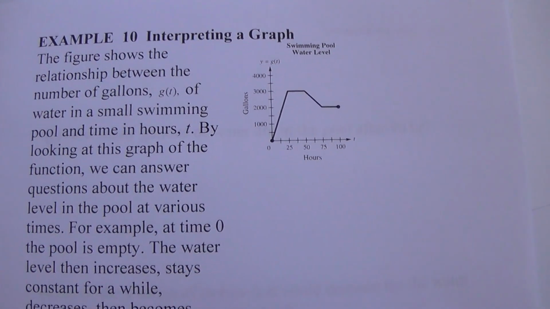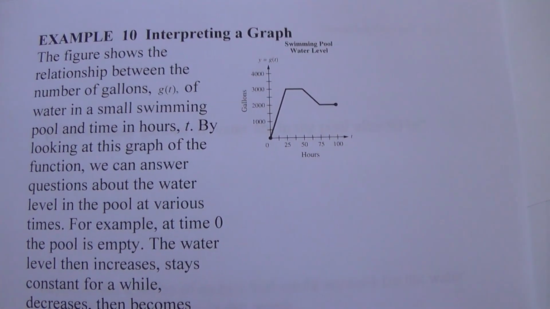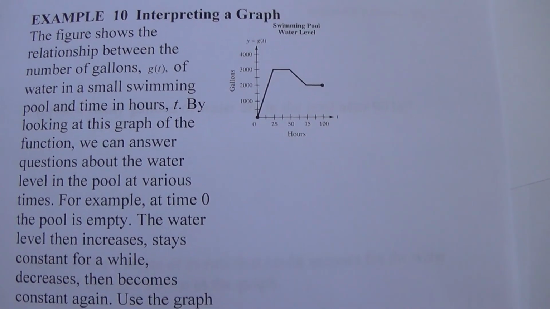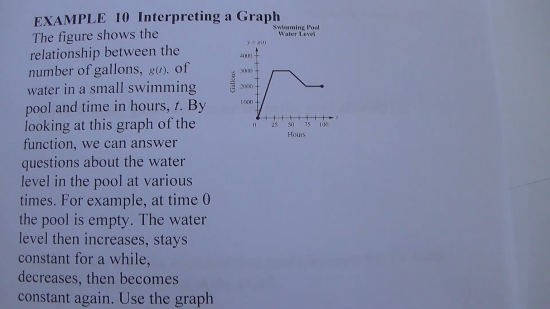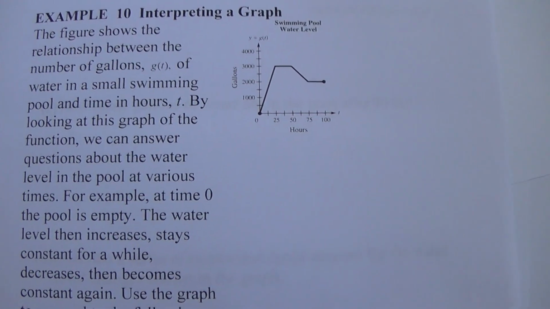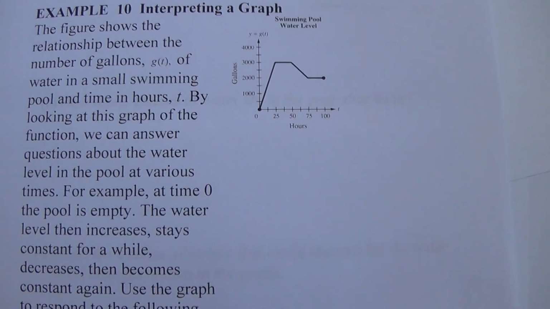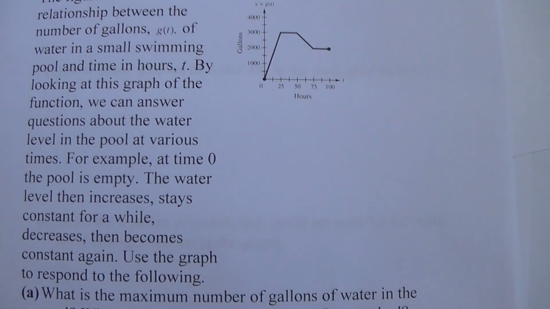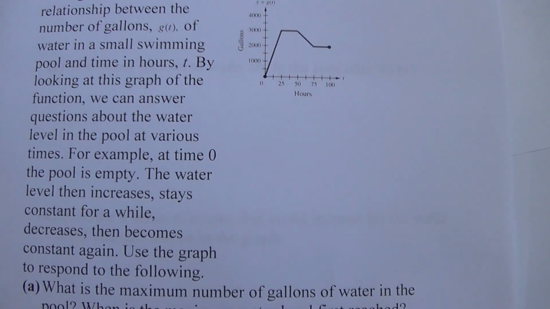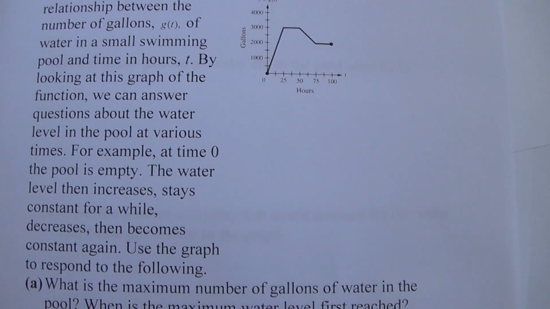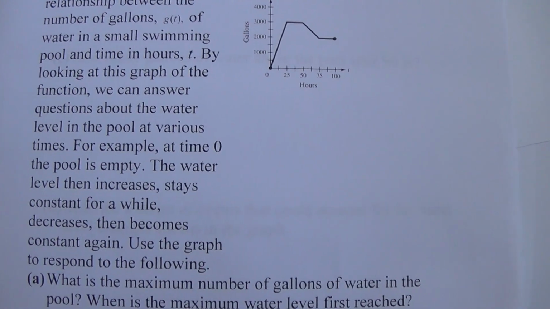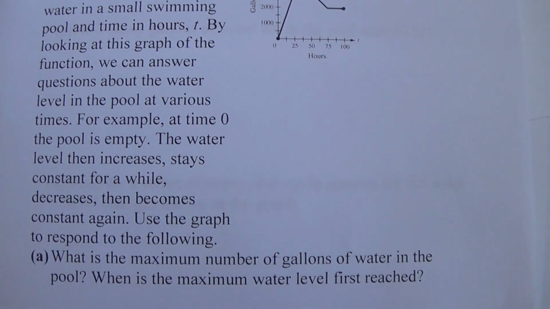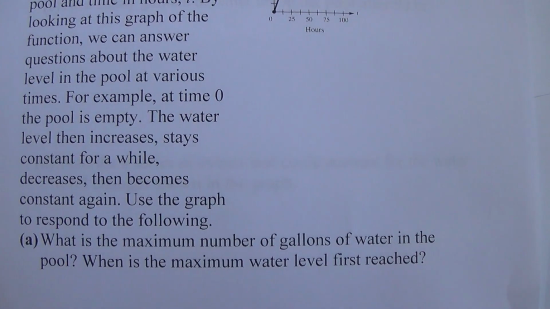Example 10. The figure shows the relationship between the number of gallons, g of t, of water in a small swimming pool and time in hours, t. By looking at this graph of the function, we can answer the questions about the level in the pool at various times. For example, at time 0, the pool is empty. The water level then increases, stays constant for a while, decreases, then becomes constant again. Use the graph to respond to the following.